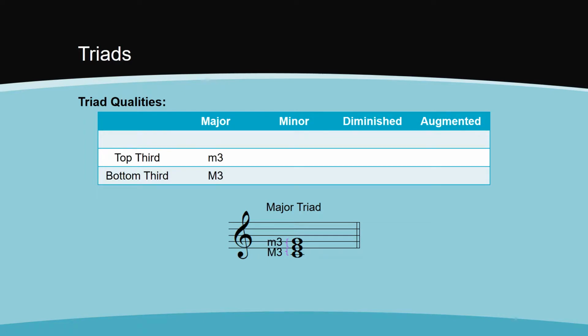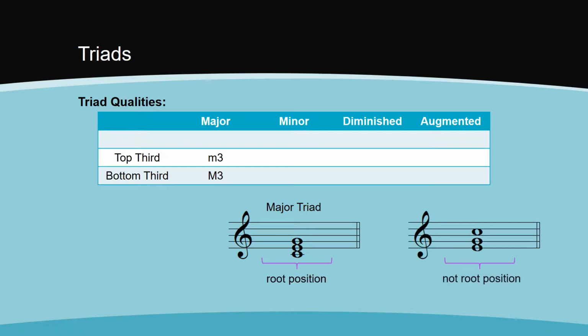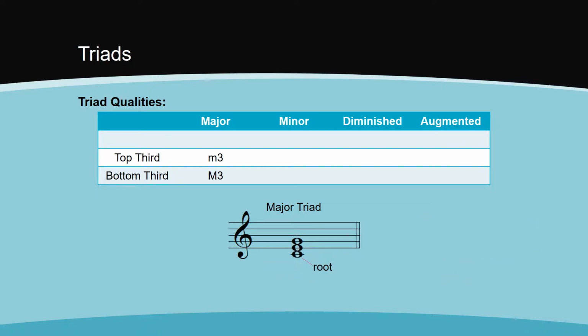When the triad is stacked so that its pitches are most tightly packed, it is referred to as being in root position. A triad looks like a snowman when it is in root position. We call the pitch on the bottom the root because it is the foundation on which the other pitches are stacked. We can abbreviate this as R. We name the triad after the root. For example, this is the C major triad because C is the root.